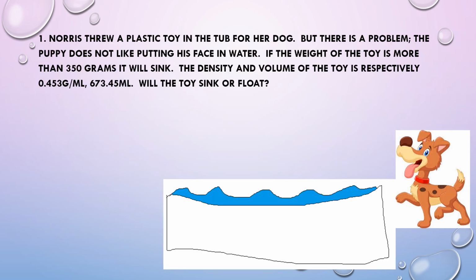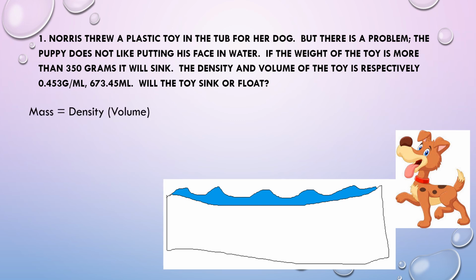Okay, so for this one, you see it's a word problem here, so we're just going to take pieces out of the word problem to figure out our answer. So it says Norris threw a plastic toy in the tub for her dog. So you see the tub and you see the dog on your screen. It says, but there's a problem. The puppy does not like putting his face in the water, probably like your dogs as well. If the weight of the toy is more than 350 grams, it will sink. So it says we have the density and the volume of the toy respectively of those two numbers. It says, will the toy sink or float?